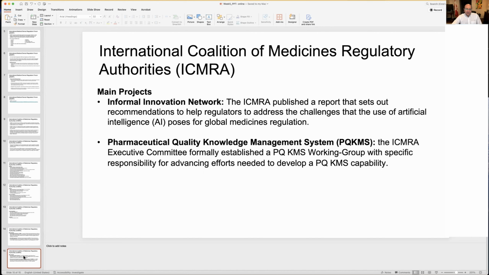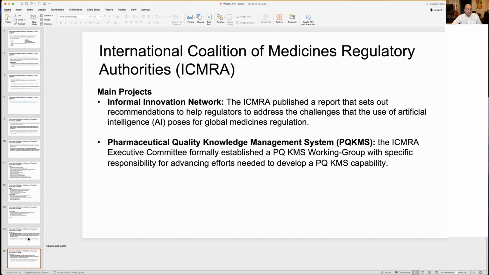Now, talking about two other main projects of the International Coalition of Medicines Regulatory Authorities, we can also cite the project on the Informal Innovation Network. So they published a report that sets out recommendations to help regulators address the challenges that the use of artificial intelligence poses for global medicines regulation. And the other project that they have is the Pharmaceutical Quality Knowledge Management System, because again, their executive committee formally established a PQKMS, or Pharmaceutical Quality Knowledge Management System working group, with specific responsibilities for advancing efforts needed to develop this type of knowledge management system.